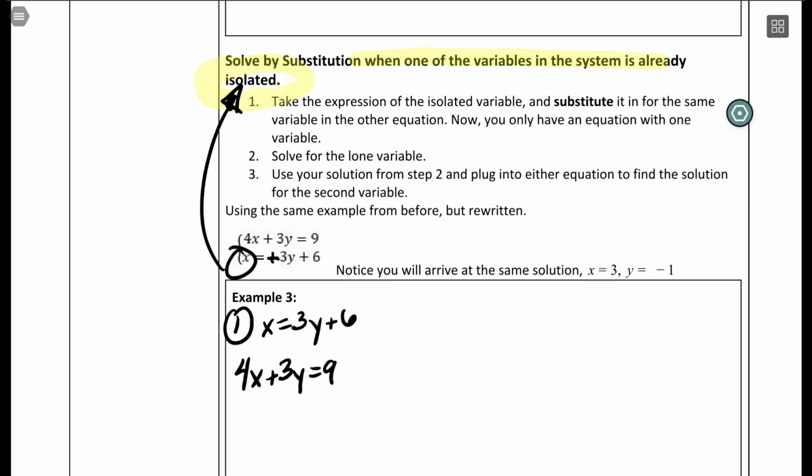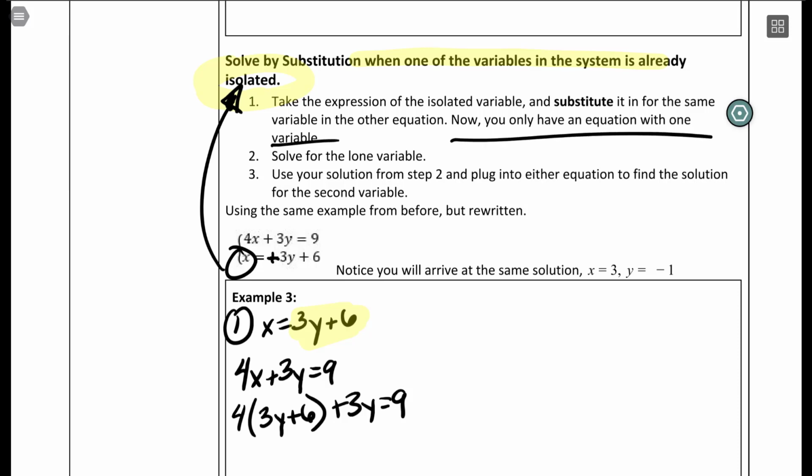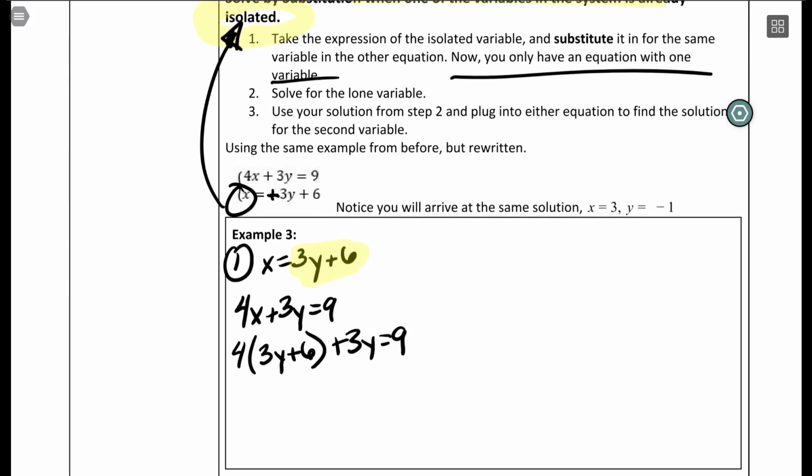Now, what's cool about substitution is the power of the equal sign. Anywhere you see x, I can substitute in 3y plus 6. So instead of 4x plus 3y, I'm going to say 4 times (3y plus 6) plus 3y equals 9. Okay? So now I've substituted that in. Now look what is important about that. We have one equation with just one variable. The only variable now we have to be concerned with is y. Let's go on to step 2.